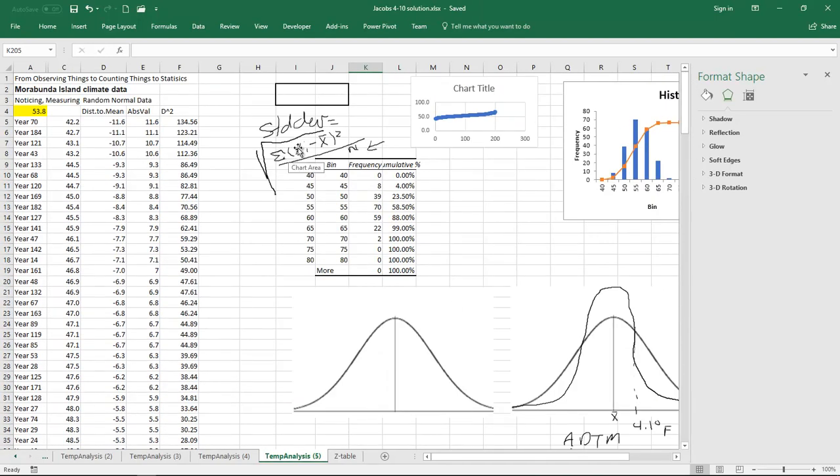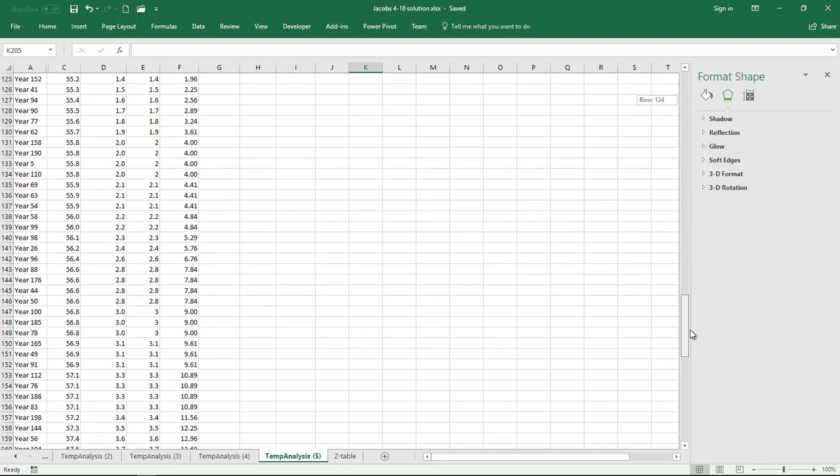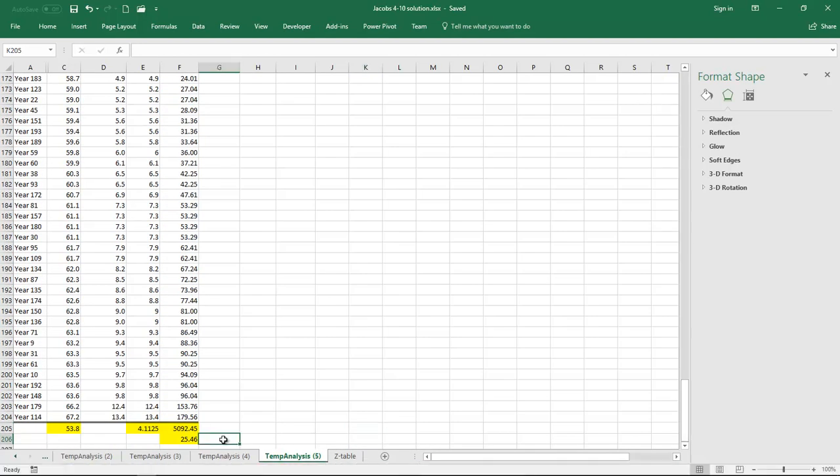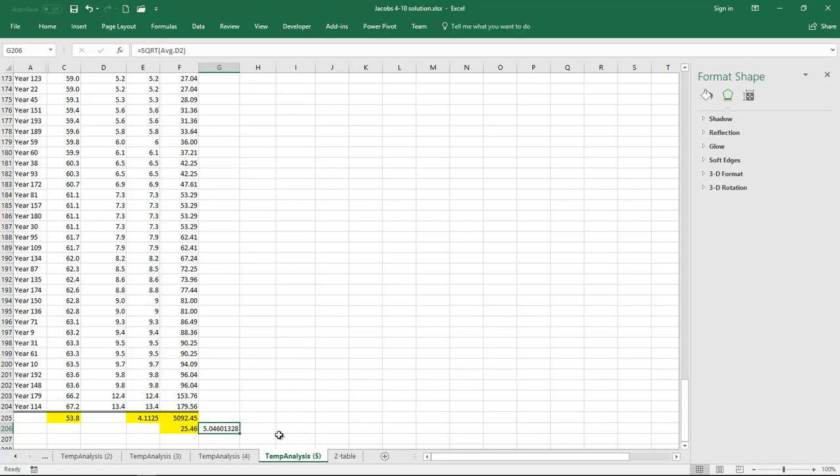So what we just did was we summed all these distances squared and we divided by n, and now we just have to take the square root and we have the standard deviation. So we'll come back down here, and this is going to equal the square root of this. So you can use a square root of that number. The square root of that number is 5.05. Okay, so we're going to round that. 5.05. Hang on to that number.